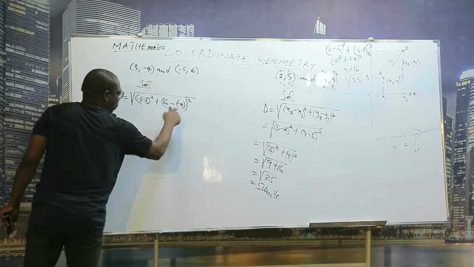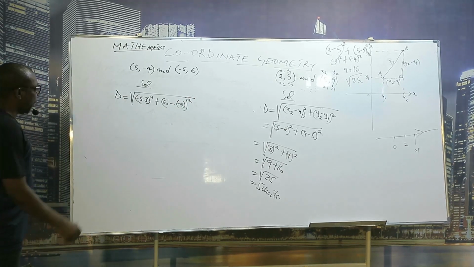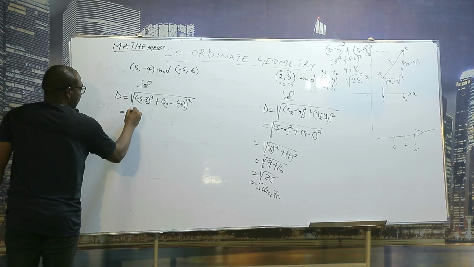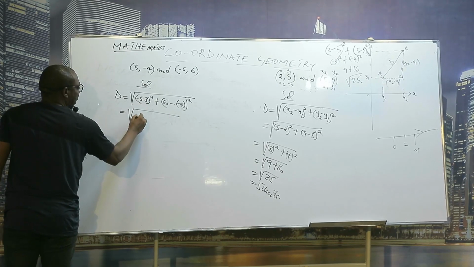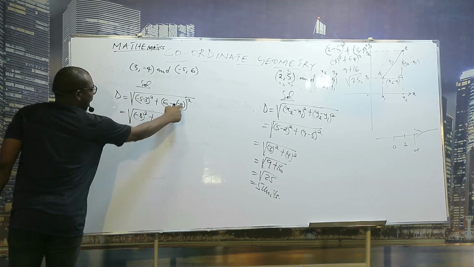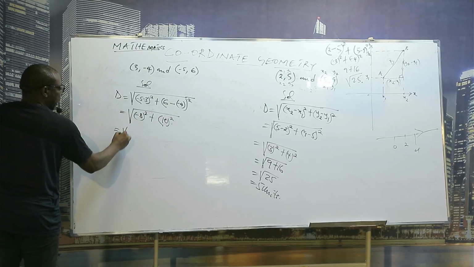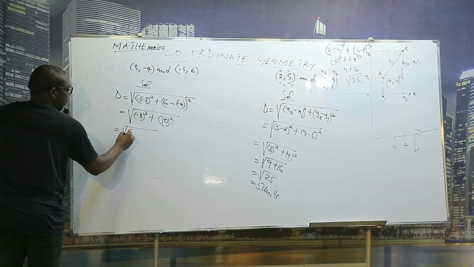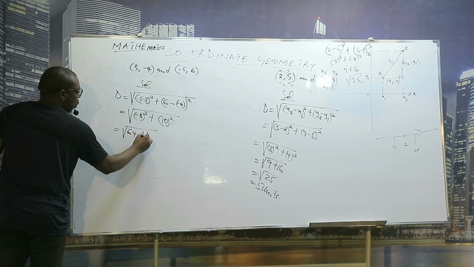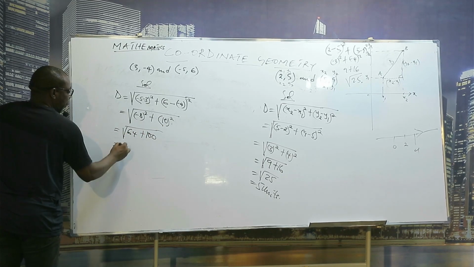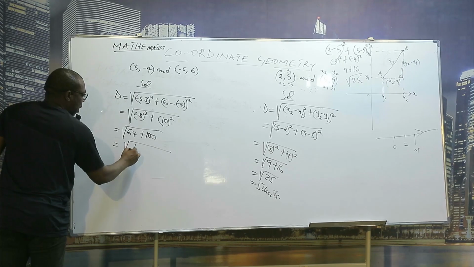-4. Are you seeing what I'm saying there? So here becomes what? Here becomes what? -8 squared. And here becomes what? 10 squared. Is it 10 squared? And here becomes what? 64. 64 plus what? And which is the square root of what?